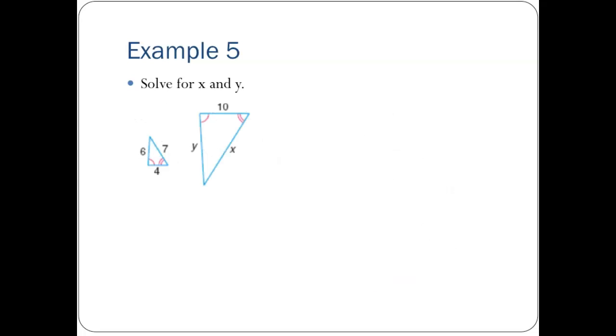All right, we have one last example. Here we can see that one triangle has been flipped over, so it's upside down. We do have the angles marked, so that probably will make it a little bit easier. So we know that the side that says 4 corresponds to the side that says 10. So let's go ahead and solve for x.